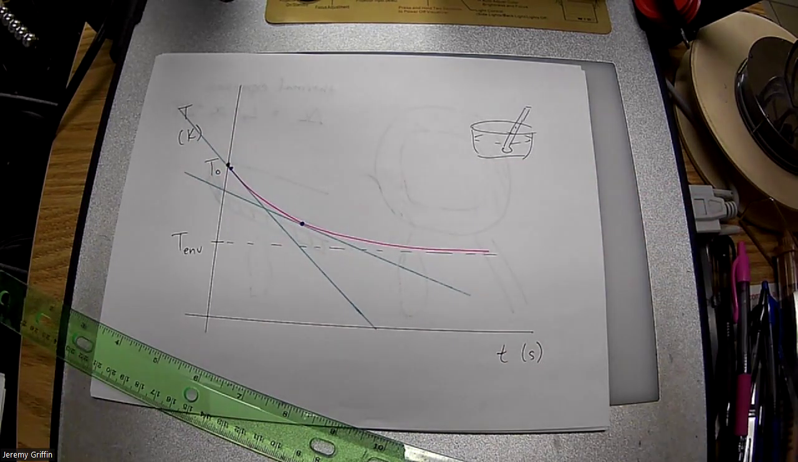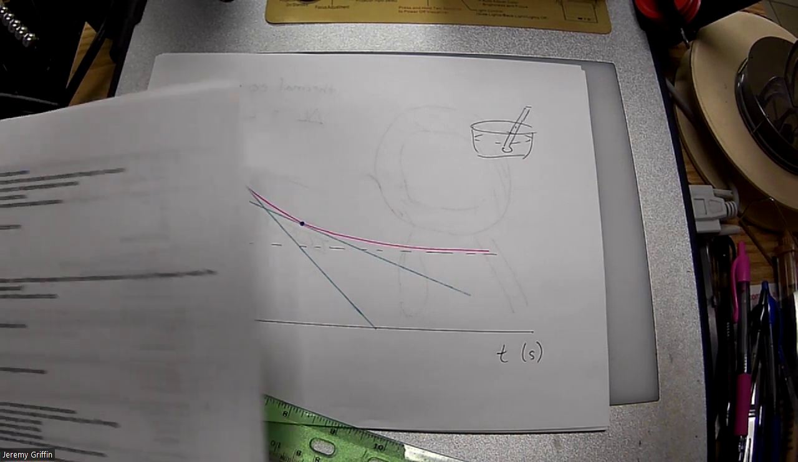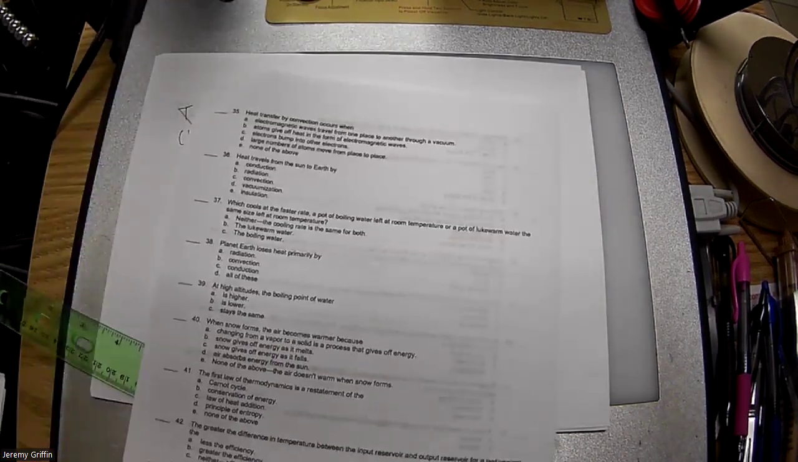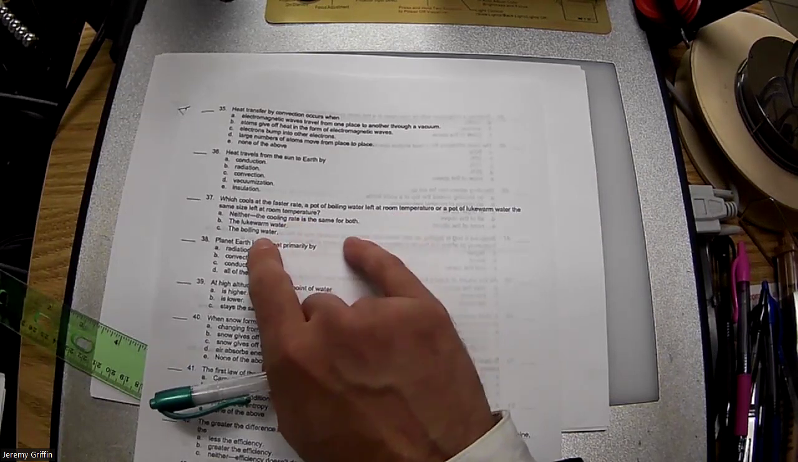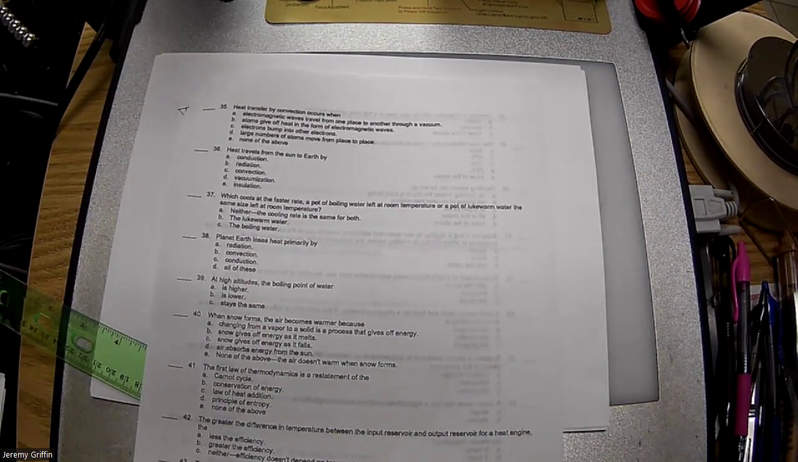Until it reaches room temperature, and the rate of heat exchange when it reaches room temperature would just be zero, right? Zero temperature per time. So I think the one that's going to cool at a faster rate would be the boiling water. Wouldn't that be the case?